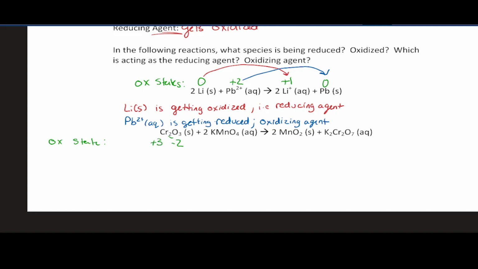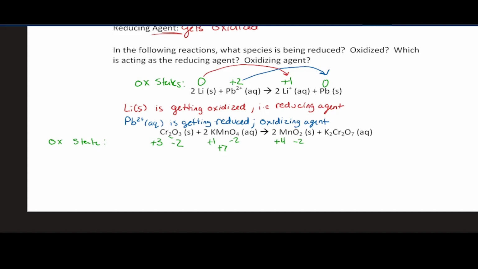Now, looking at potassium permanganate, we have an alkali metal and oxygen. We know our alkali metal is going to contribute +1 and our oxygens are going to contribute -2. Since there's four of these, one potassium, this is going to be an overall -7 charge these two species are contributing. So manganese needs to be +7 to balance this out. And now if we look at our product side, we have this manganese oxide where oxygen contributes -2. There's two of them, so that is a -4 contribution. So manganese needs to be +4 to balance it.